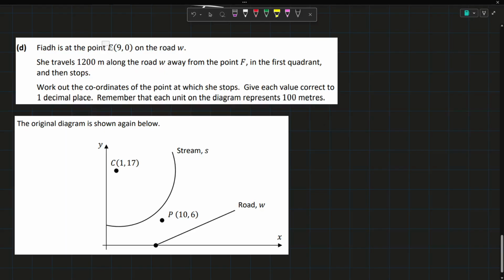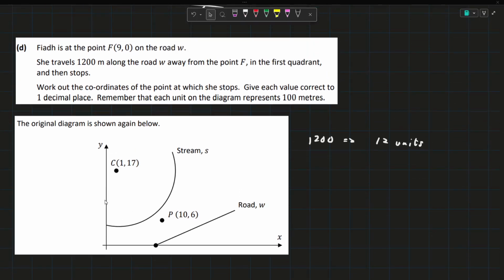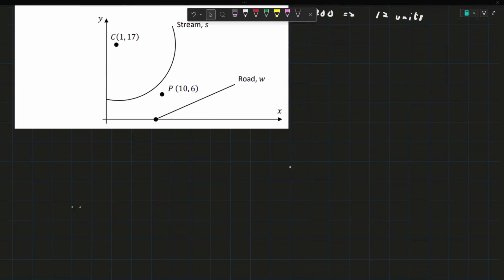Then in the final part, Fia is at this point here, 9, 0. She travels 1,200 meters. What's the coordinate of the point where she stops? So 1,200 meters on our diagram, that's 12 units, because remember 100 meters is 1 unit. There's a couple of different ways of doing this. I think the way that's probably most straightforward is we can think about the hypotenuse is 12, because remember that's the distance she's traveling at an angle.